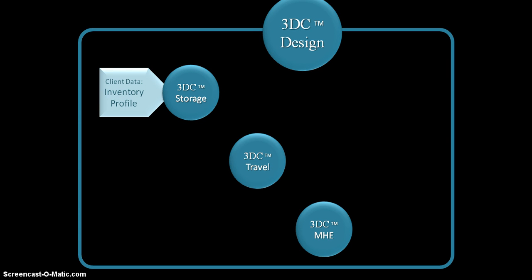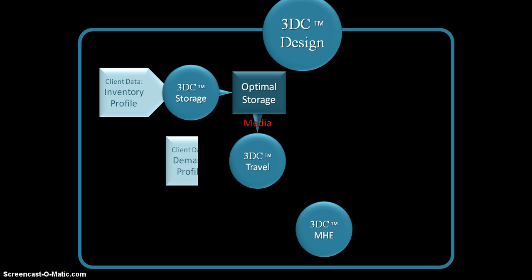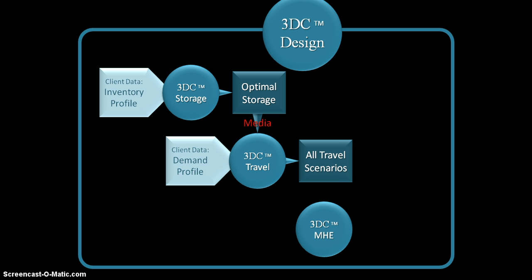Inventory data is analyzed in order to wrap the right storage solution around the inventory. Examples include bulk floor storage, select rack, and deep storage solutions like drive-in rack or pallet flow rails. The optimal storage media includes information about location, depth, and height. That information, combined with the client demand profile, allows the system to generate multiple aisle and cross-aisle scenarios. These travel environments each have different distances, which become a key input into the MHE module.